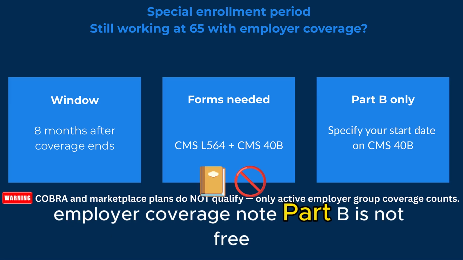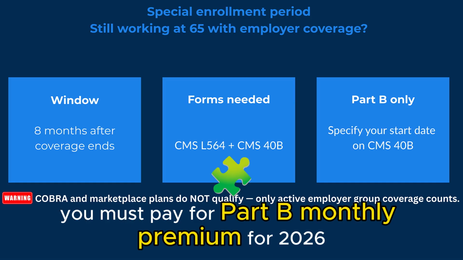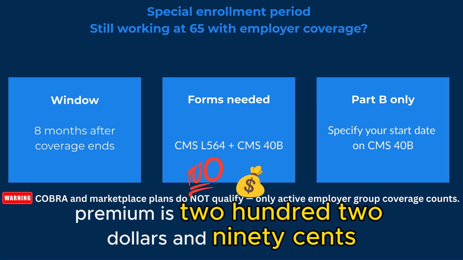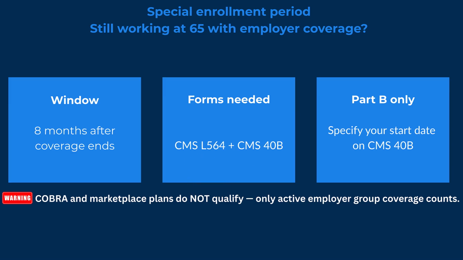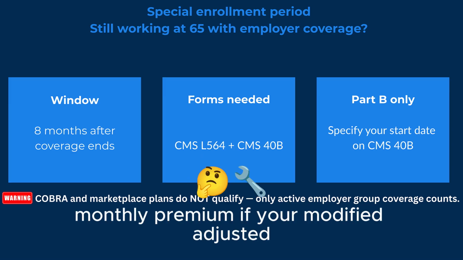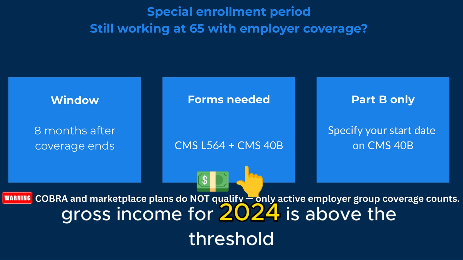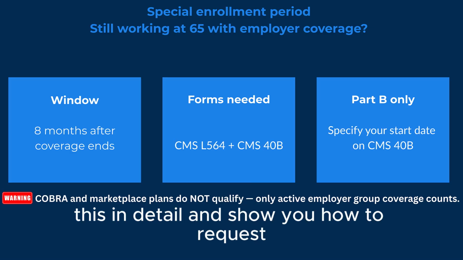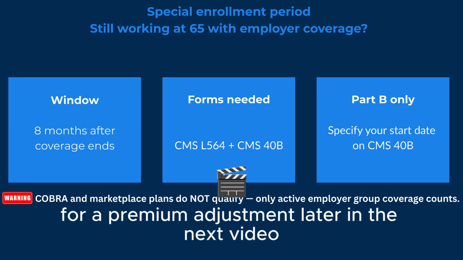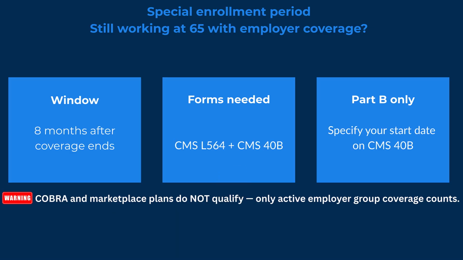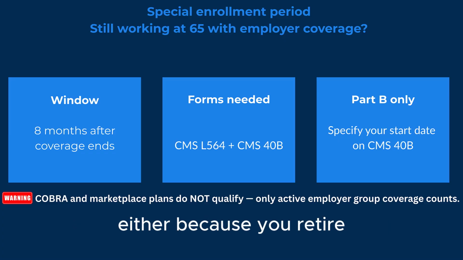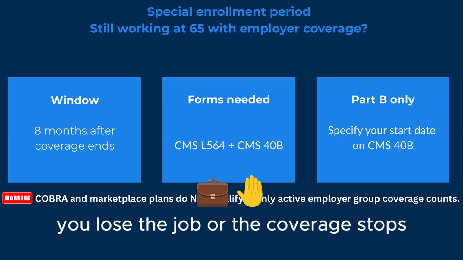Note, Part B is not free. You must pay a monthly premium for Part B. For 2026, the standard monthly premium is $202.90. You will have to pay a higher Part B monthly premium if your modified adjusted gross income for 2024 is above the threshold. I will explain this in detail and show you how to request a premium adjustment in the next video.